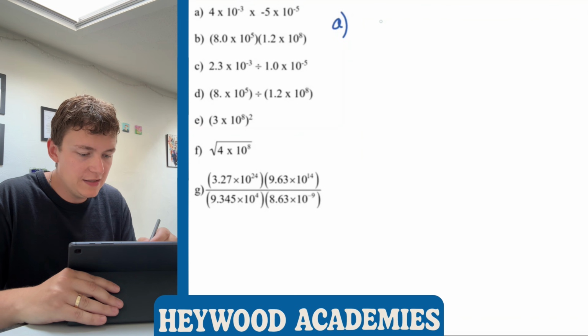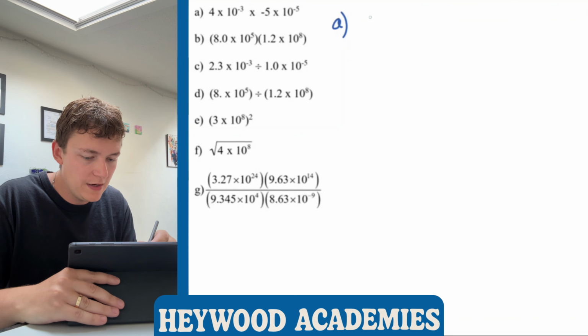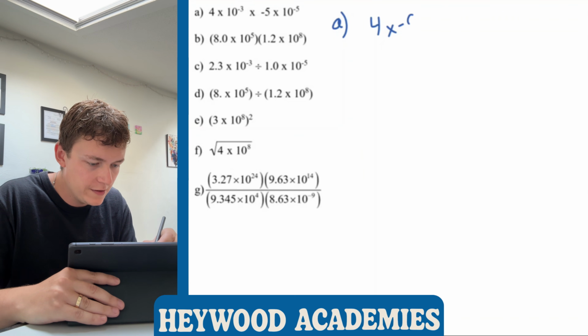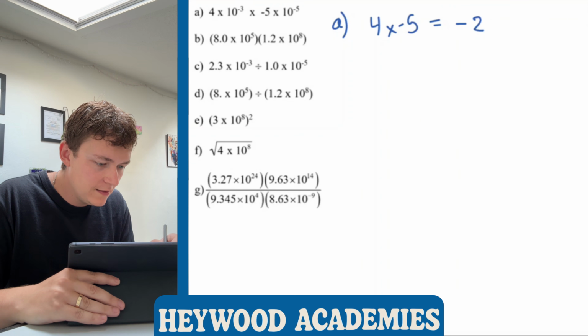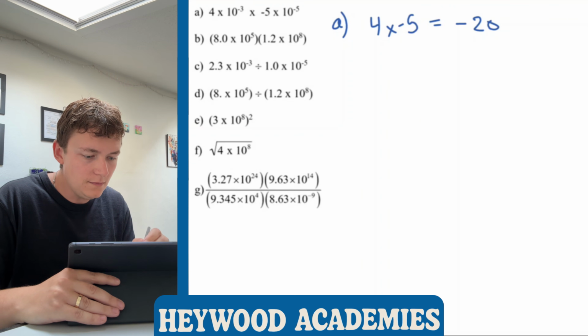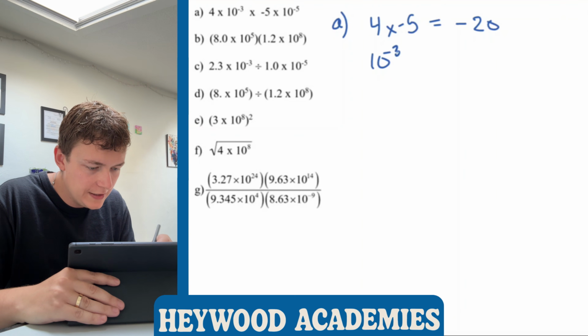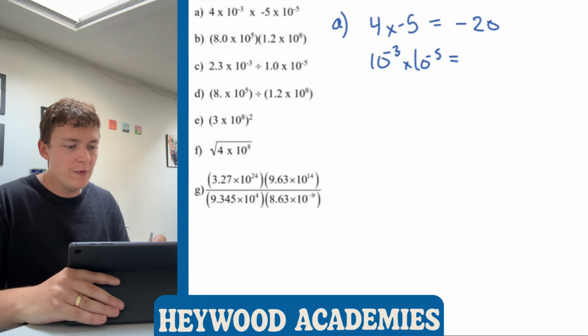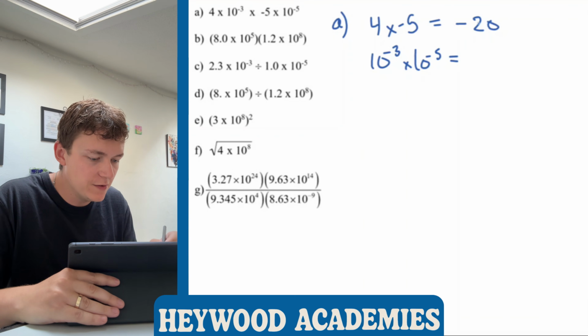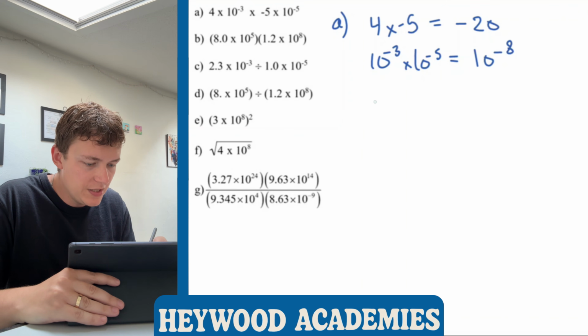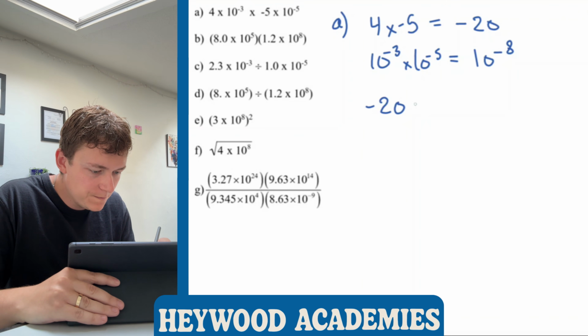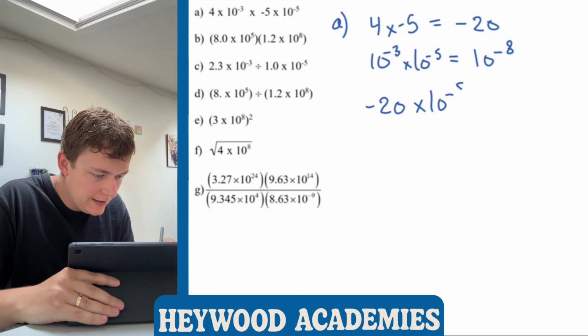So the way I usually think of this is to just kind of split it up and put the 2 numbers out front. So because this is multiplication, we can write this in any order. So I'm going to go 4 times negative 5, and that gives me negative 20. And then I'm going to go 10 to the negative 3 times 10 to the negative 5. When you do that, and they both have the same base, we're just going to add those 2 exponents. So it's going to be 10 to the negative 8. So the number that we should end up with here is minus 20 times 10 to the negative 8.